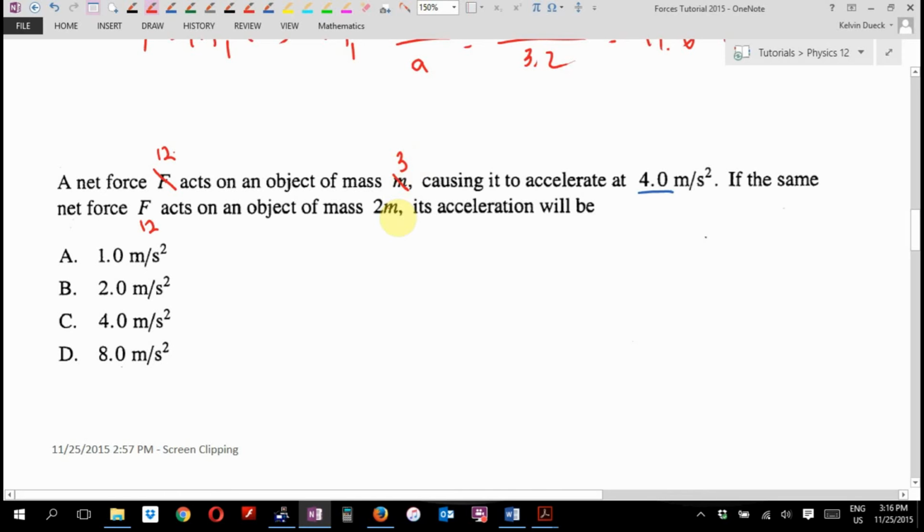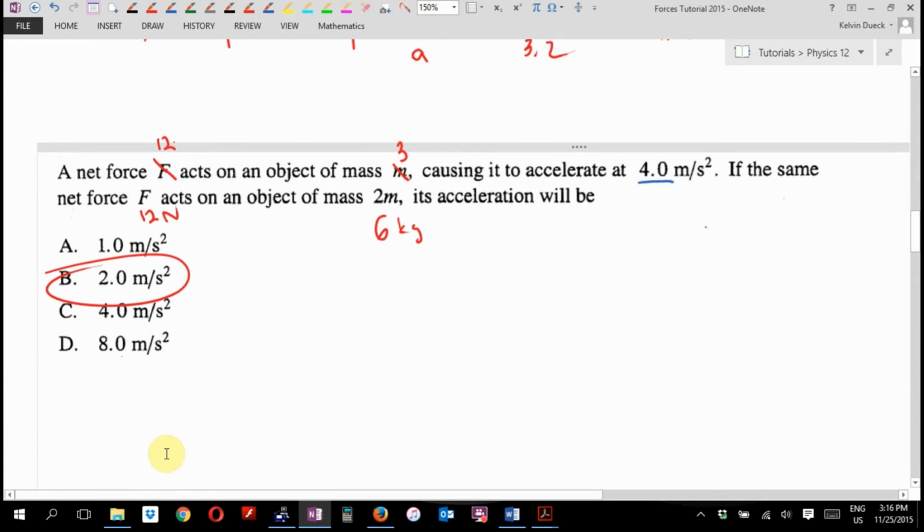What's 2m? If you have 12 newtons and 6 kilograms, what's your new acceleration? 2. So that's the way to do it with numbers. I'll walk you through how to do it algebraically some other time. Okay.